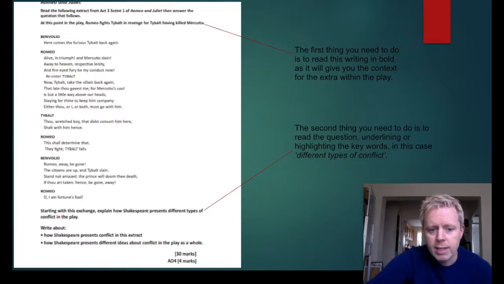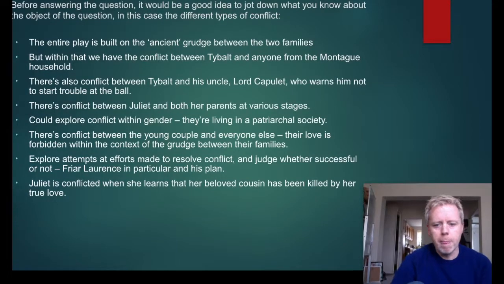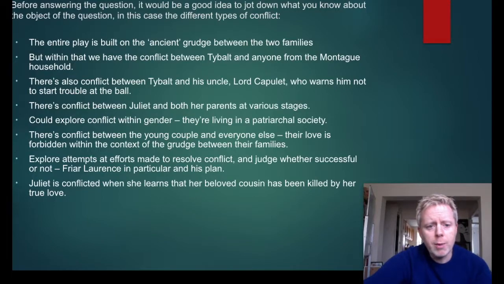So when you read the extract, you know that you've got to be looking out for conflict and different types of conflict that are presented throughout the play. Every paragraph you write must allude to conflict in some form or another. When you're doing your revision, you've got the question in front of you and you can jot down some initial ideas.